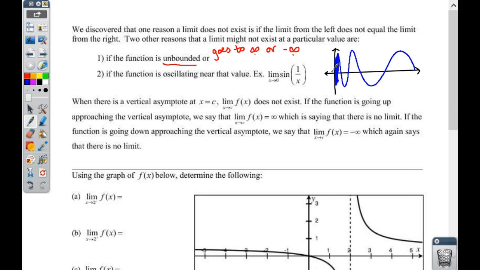It bounces between -1 and 1. What does it hit when we get to 0? Well, it doesn't matter, because as we keep getting closer and closer to 0, we just oscillate between -1 and 1 faster. So we don't know what number to say, so we say that it is undefined.